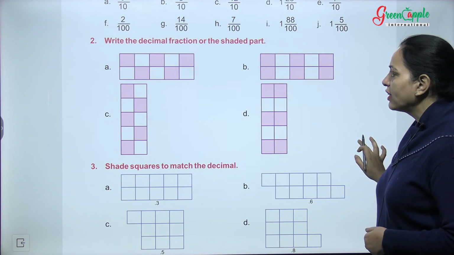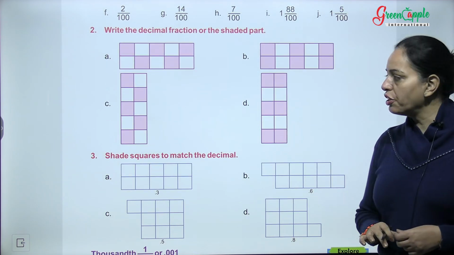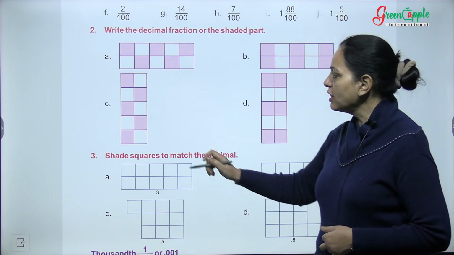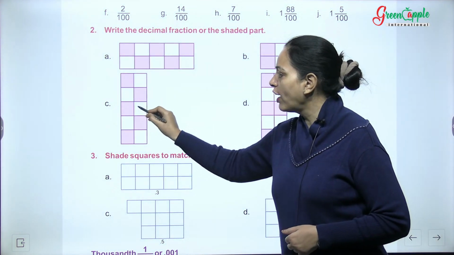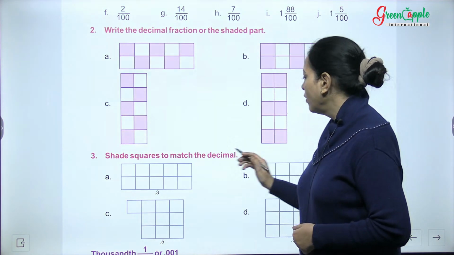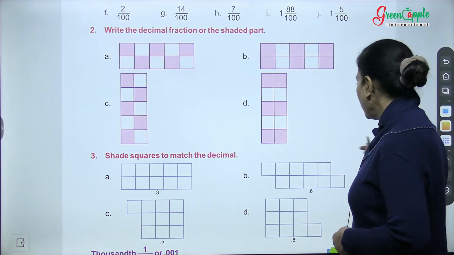Now the second question: write the decimal fraction for the shaded part. Here C part: 1, 2, 3, 4, 5, 6, 7, 8, 9, 10. Total 10. How many are shaded?